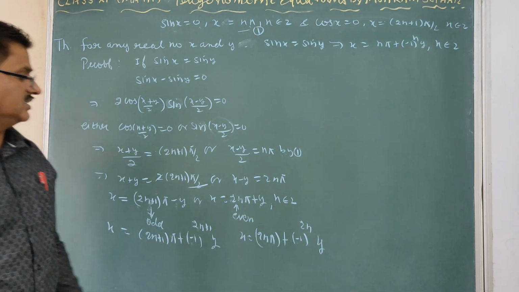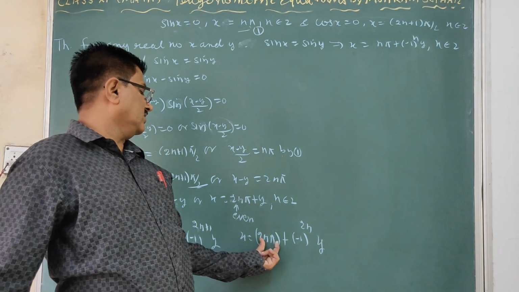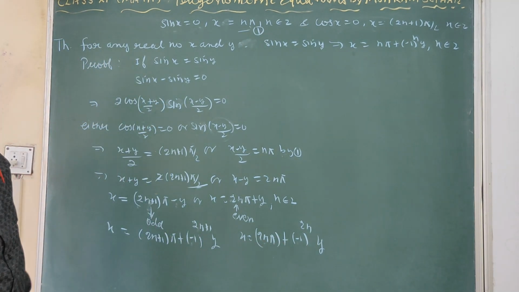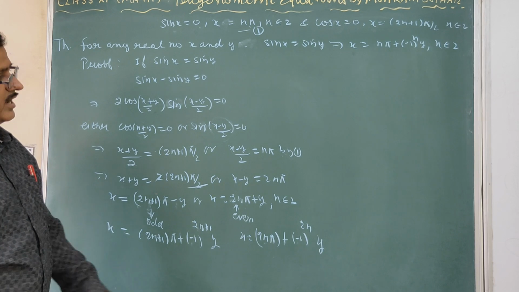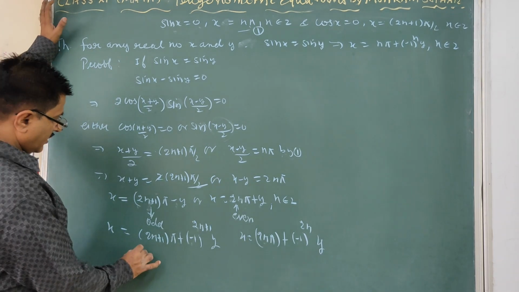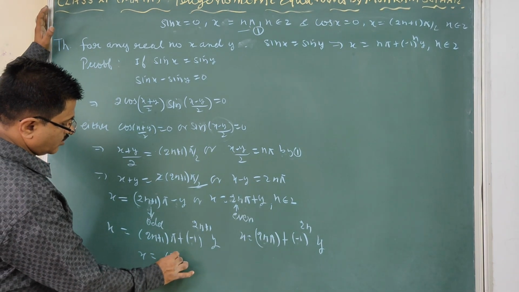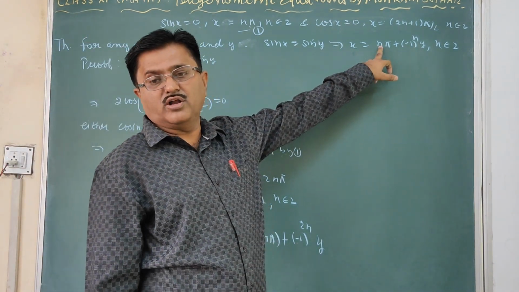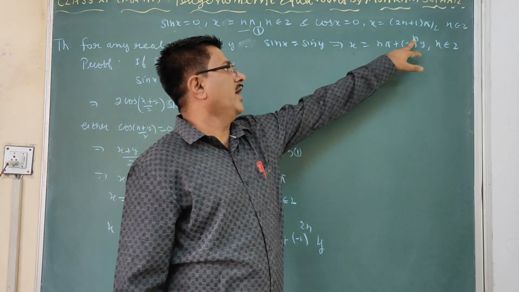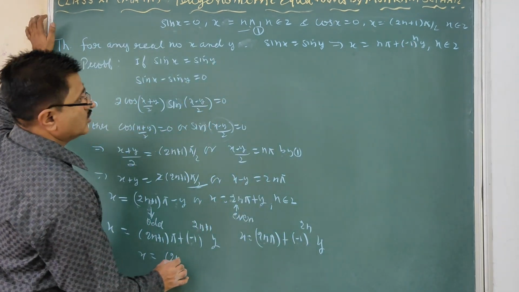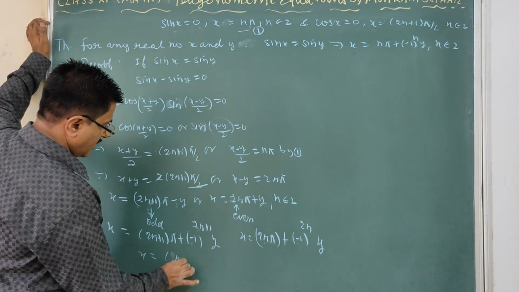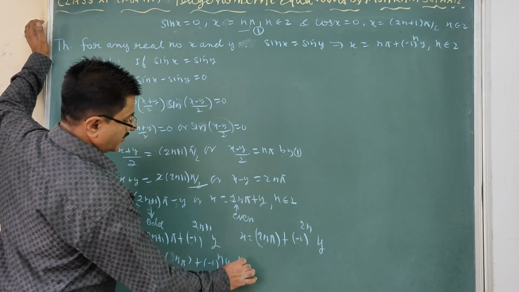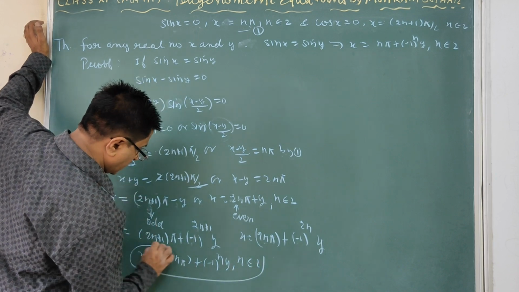Now overall what do we see? Here you can take an even number, here you can take an odd number. So you can consider all numbers. If you combine this, then our result will be x equal to n pi plus minus 1 power n into y. N means all integers, it may be even or odd, and it depends on the power. So the combined result we get is this.